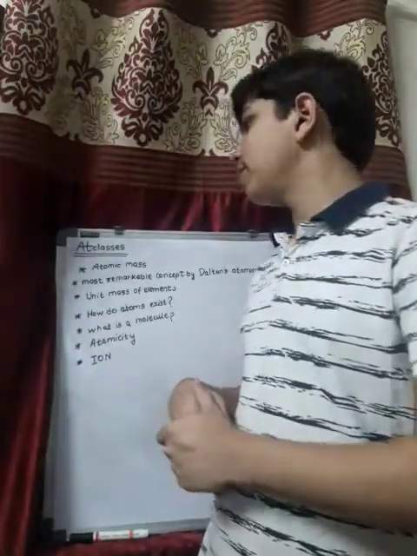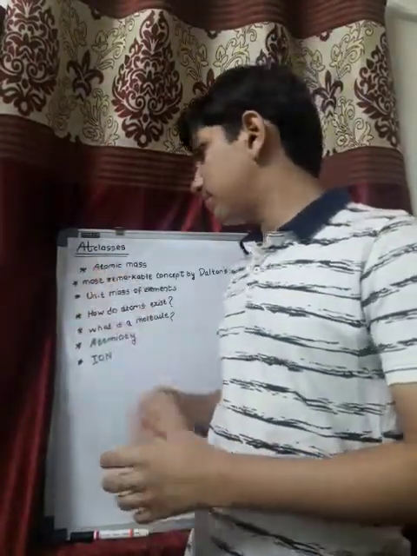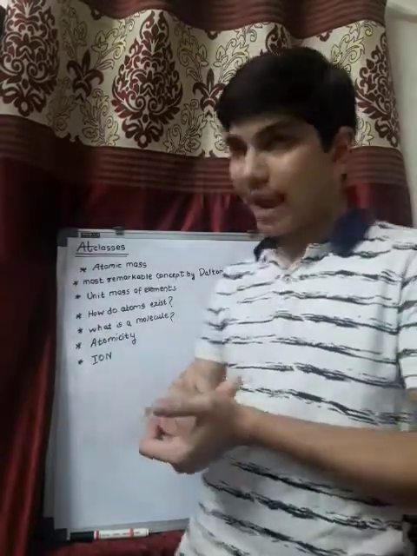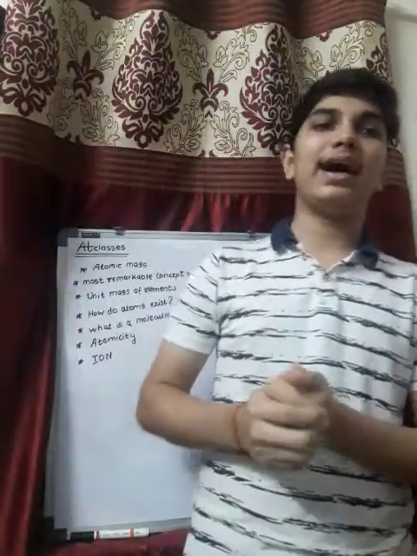Today I will be taking chapter 3 part 2, and in this lecture we will be completing atomic mass, then unit mass of elements, how do atoms exist, what is a molecule, atomicity, and what is an ion. So let's continue our second lecture of third lesson, atoms and their structure.